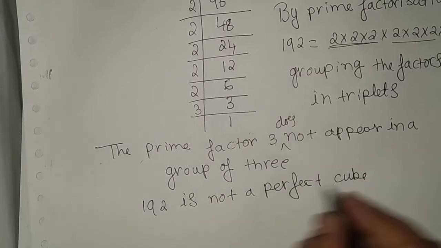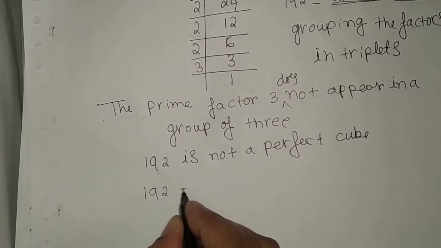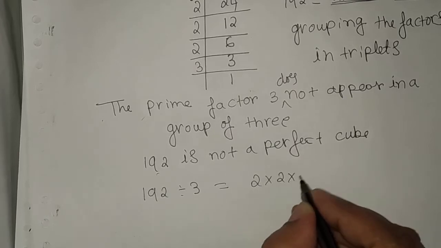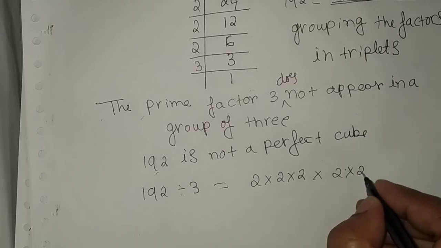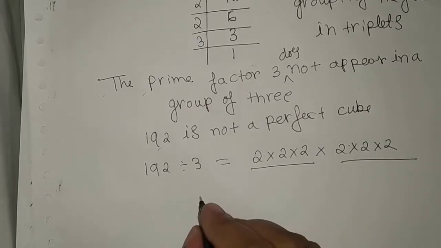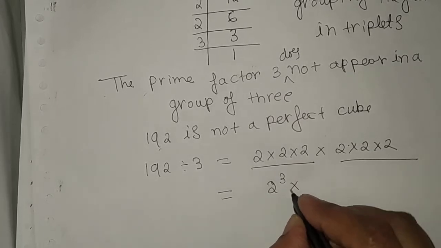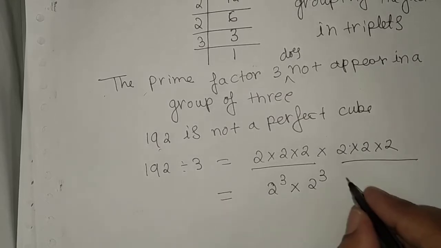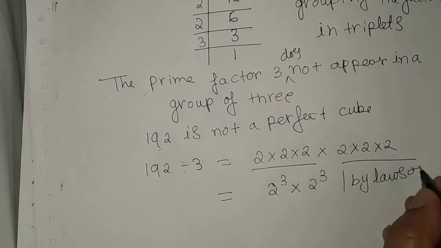So to make this 192 a perfect cube, what should we do? 192 should be divided by 3, which is equal to, write the 2 groups of triplets as it is. So we have to divide by 3 and keep the remaining triplets as it is. So what happens now? Use the laws of exponents to write this 2 cube into 2 cube, by laws of exponents.